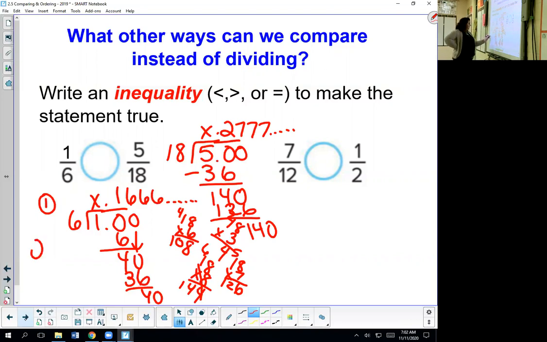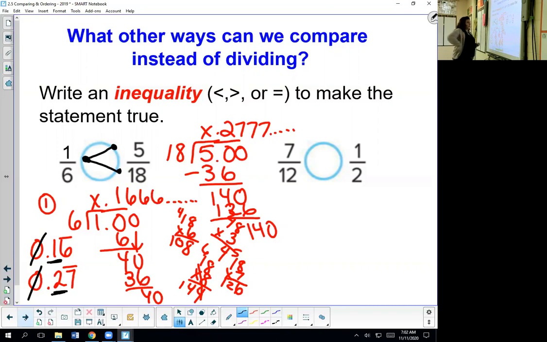I got 0.16 repeating, and I got 0.2, but the 7 is repeating. So if I compare, they both have a 0. This has a 1, this has a 2, so 1 is less than 2. So 1 dot, 2 dots.